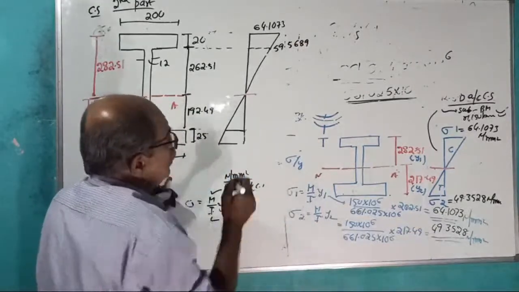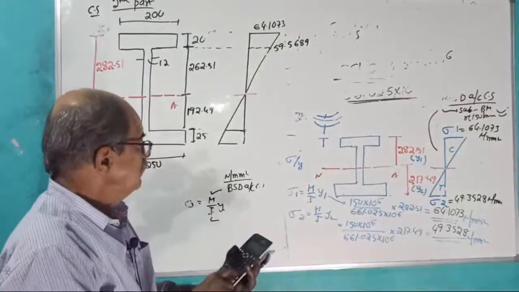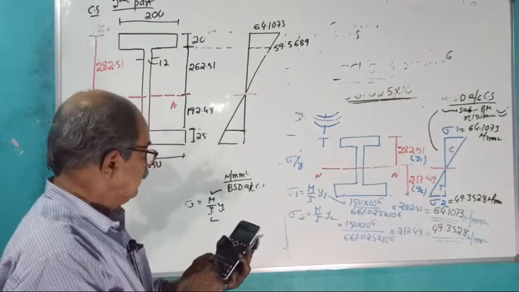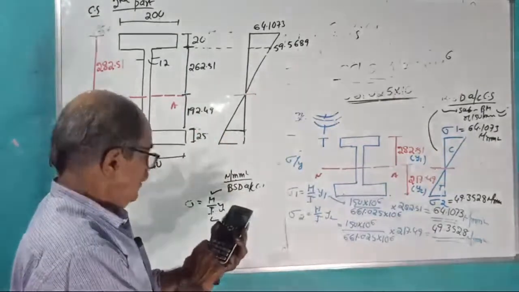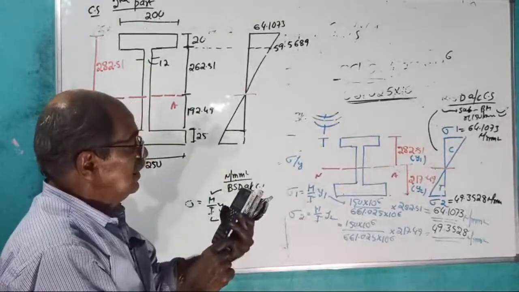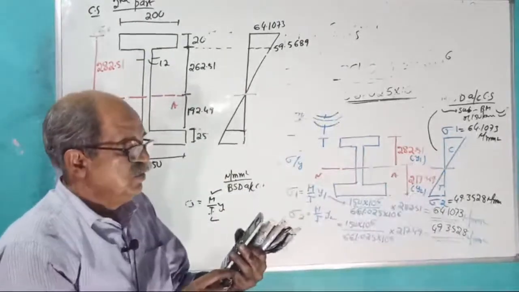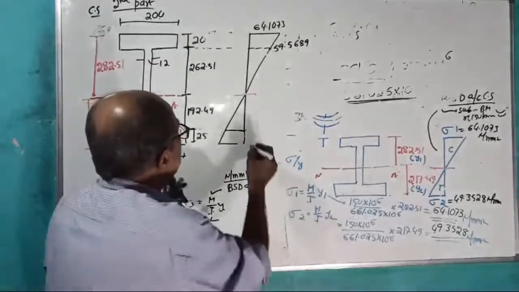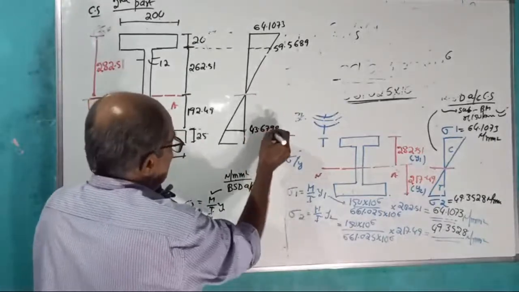This value equal to, you can do whatever you want. M 150 divided by I, 661.025, into y, substitute 192.49. It is 43.6799. Correct? 43.6799.